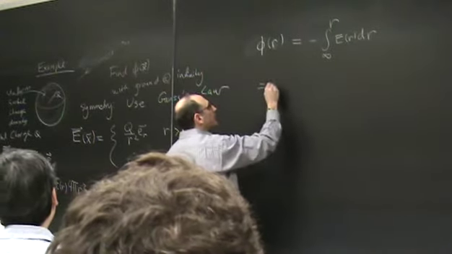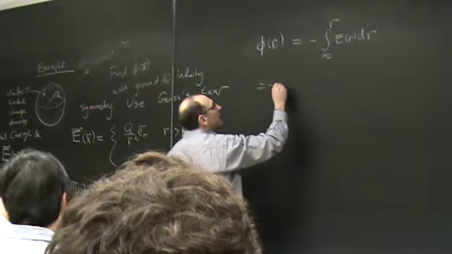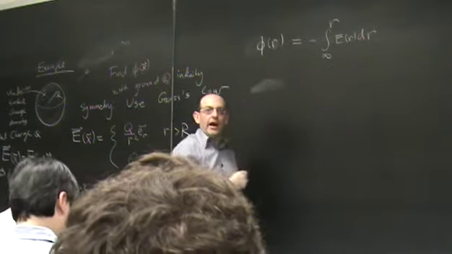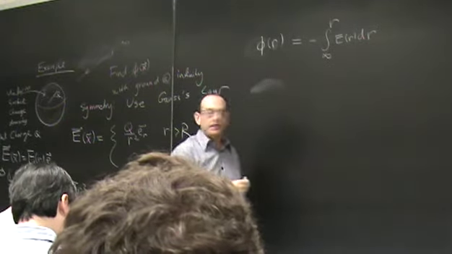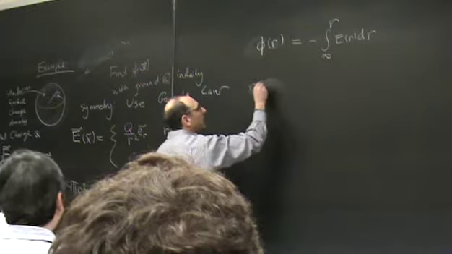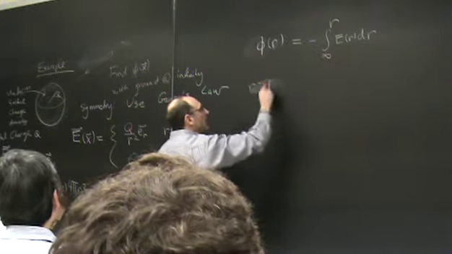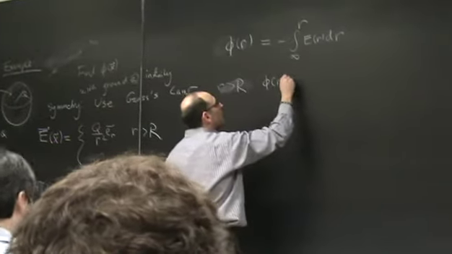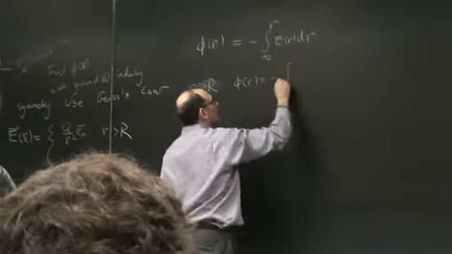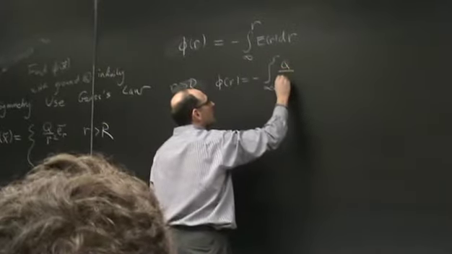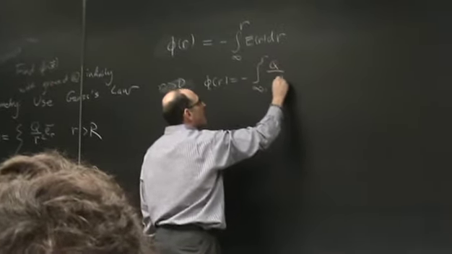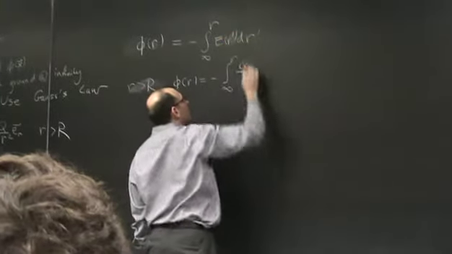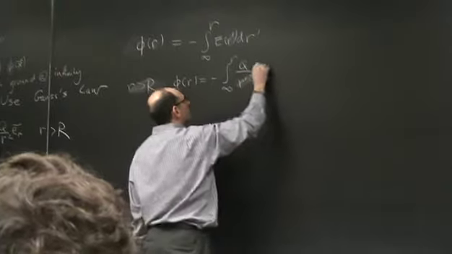So that's equal to, well, it depends whether my r is inside or outside this shell. If r is bigger than the radius of the sphere, the electric field is the point charge electric field. We should make that a dummy variable, call it r prime.